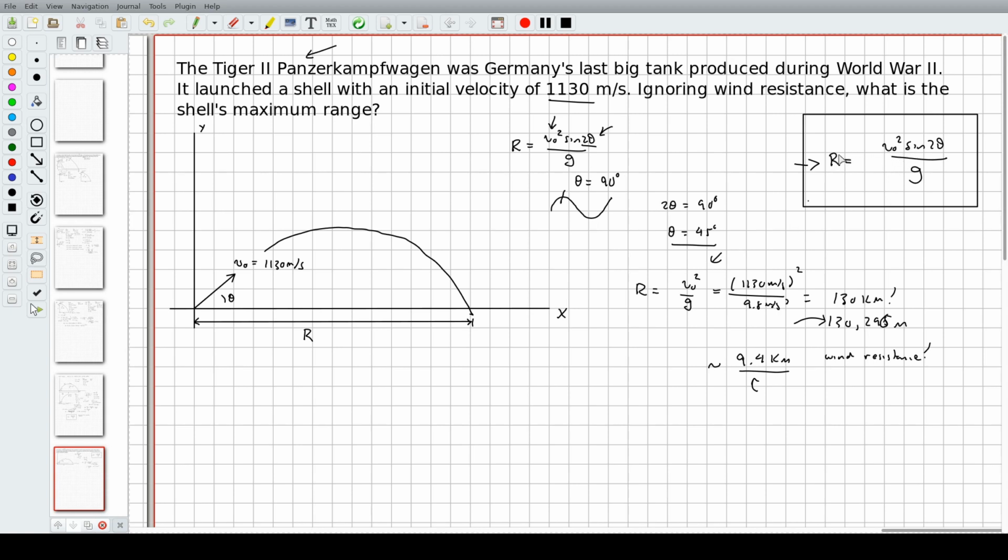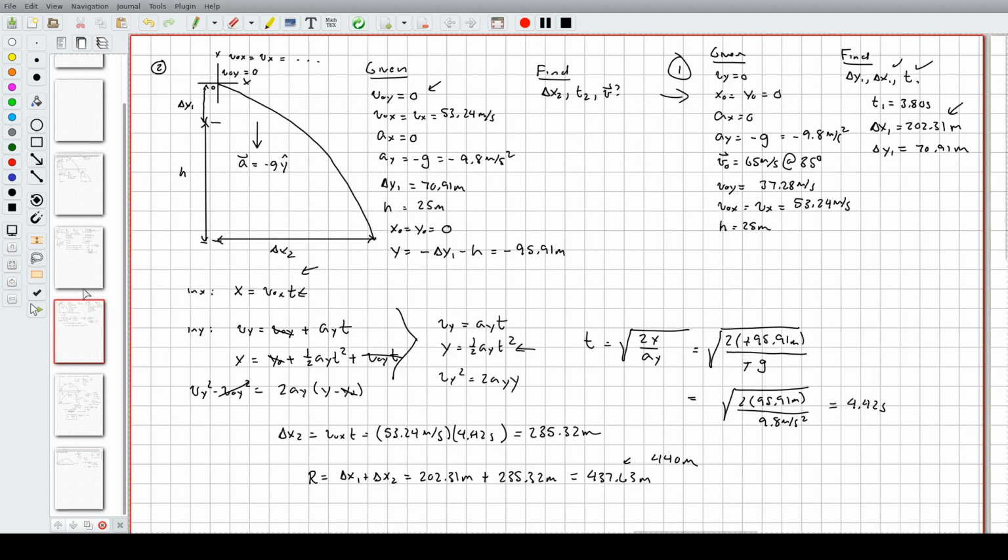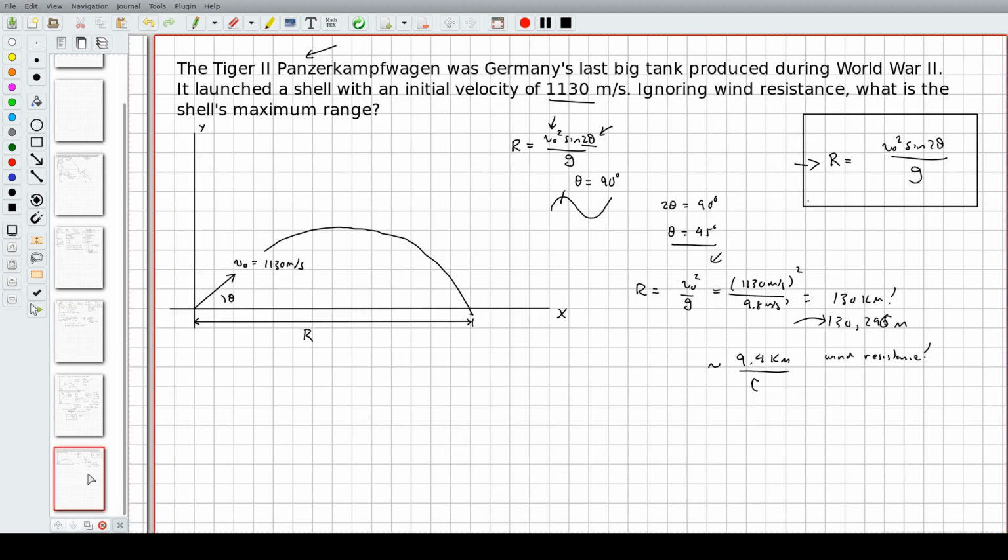You want to hit something this far away. This is the velocity produced by whatever it is you're shooting. And what's the angle that's required for you to do that? And you could easily solve this equation and get the answer without having to go through all of this drama right here. So it gives you options, I guess is what I'm trying to say.